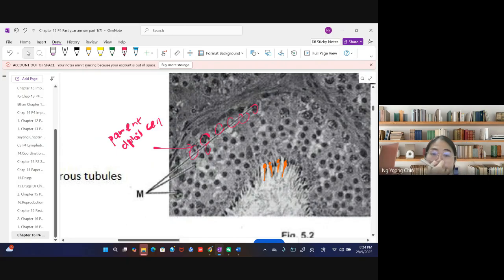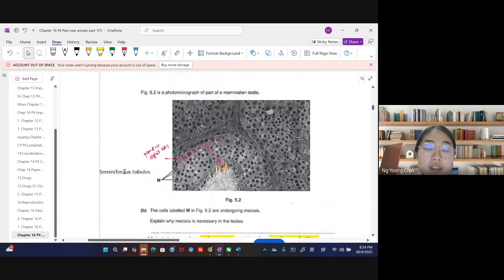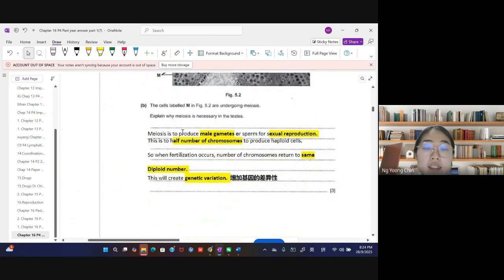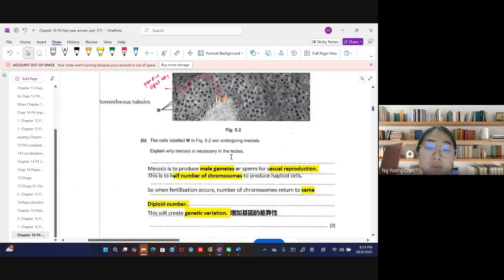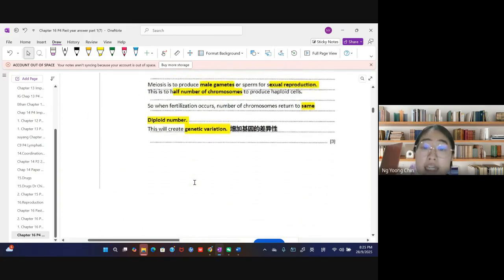So after that, this parent diploid cell will undergo meiosis. Okay, so after they undergo meiosis, they will produce those sperm, which are haploid. So this is from the seminiferous tubule, okay, which is a structure found inside testes. They're asking you why meiosis is necessary in the testes. It is because meiosis produces the male gametes or sperm for sexual reproduction. So this is to halve the number of chromosomes, also to restore the diploid number. And also you can say that meiosis can increase the genetic variation. So this is the advantage, okay?